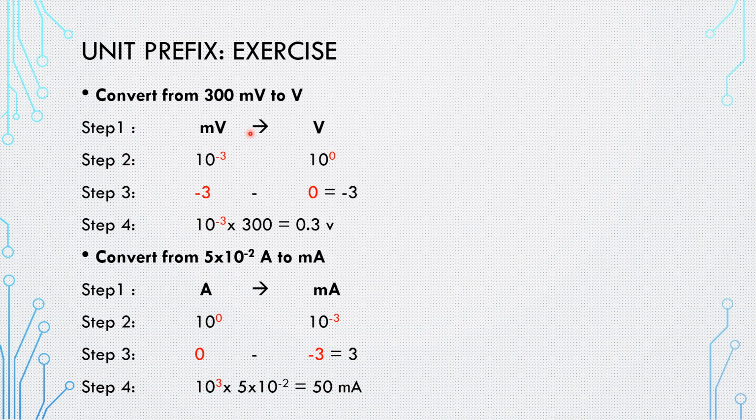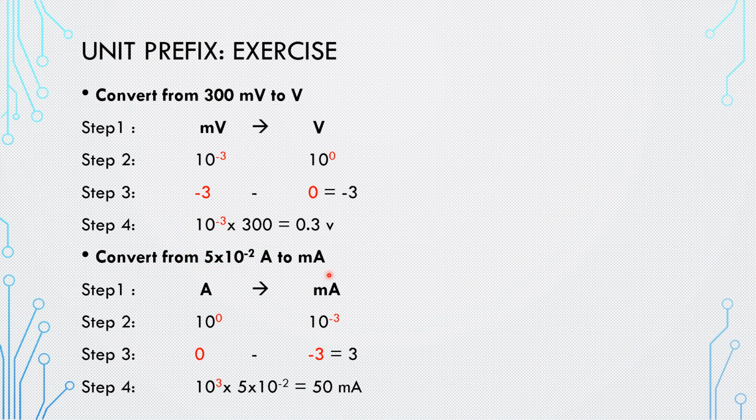So these are some exercises with different values. If I want to convert 300 millivolt to volt, I'm converting from milli to the base. So this is the one I want to convert from, this is the one I want to convert to. Milli I know is equal to 10 to the power minus 3, and if I don't have anything, the base, it means I'm having 10 to the power 0, or 1. Then subtract the first one from the second, which gives minus 3, and taking the number, multiply it by the new power, and this is the value.